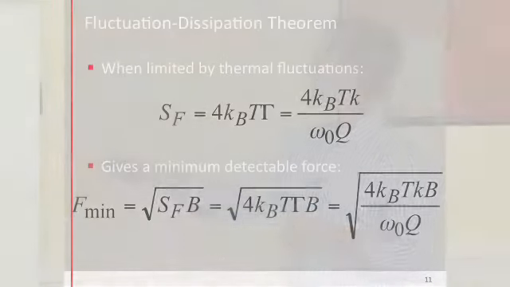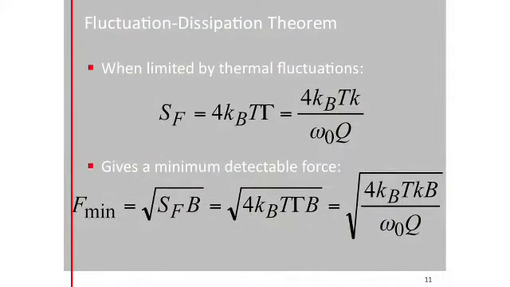And if you just write out what the thermal fluctuations are using the fluctuation dissipation theorem, you find that these thermal fluctuations have a spectral density given by this expression, where we have the temperature, the Boltzmann constant, the spring constant, some resonant frequency for the cantilever, and some mechanical quality factor for the cantilever. And what you can do is turn this spectral density into some sort of minimum measurable force.